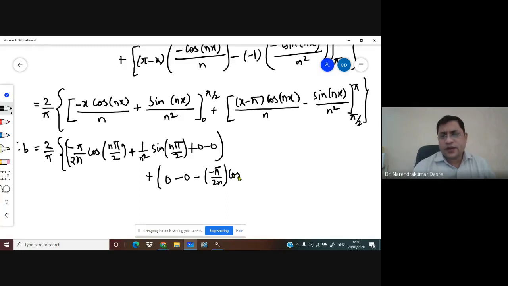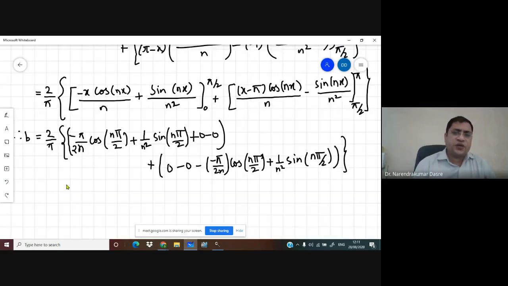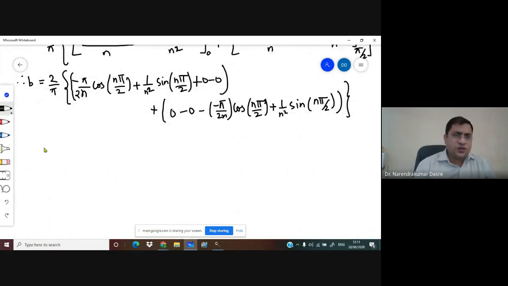Okay. And this I'll be having cos of n pi by 2. Then I'll be having this minus minus plus and I'll have 1 upon n square sine of n pi by 2. These are the limits. Okay. So now simplify this.